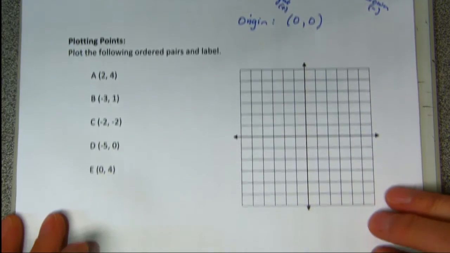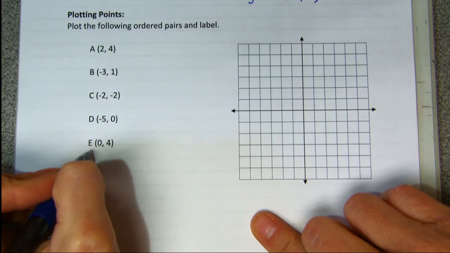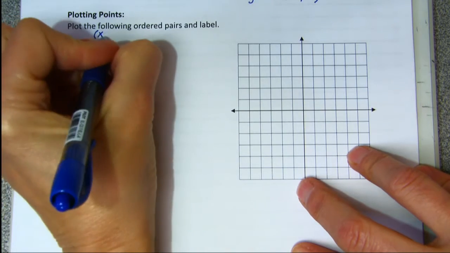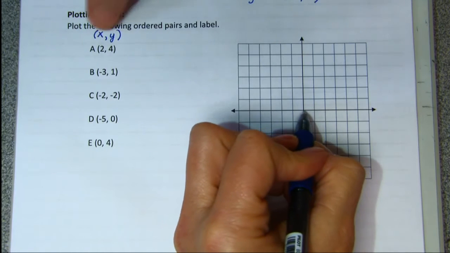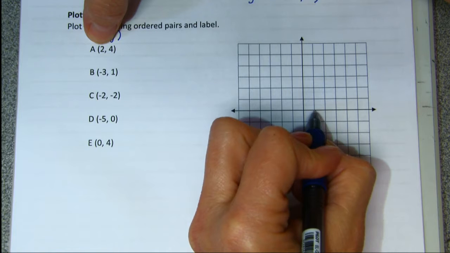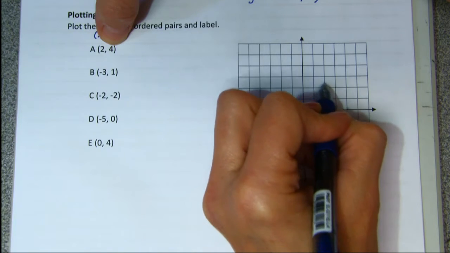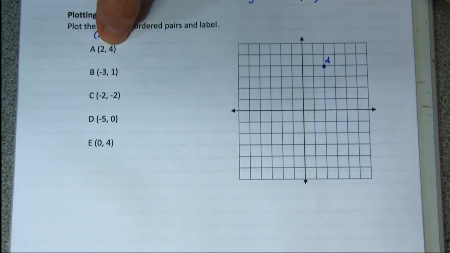Here are some ordered pairs, and we're going to plot these. So we have point A all the way to point E. Remember, with ordered pairs, you always move left or right, then up or down. I'm going to start at the origin. Positive 2 means move to the right, 1, 2. Positive 4 then means go up 4, 1, 2, 3, 4. There's point A.